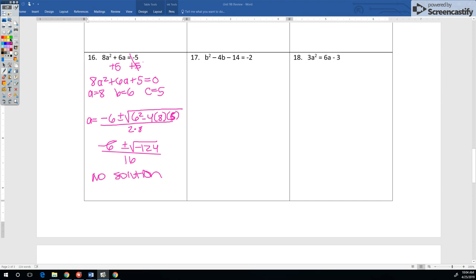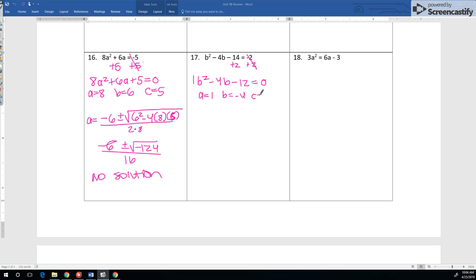Okay, this one's a little bit tricky because when I add 2 to both sides, I actually have to combine like terms. So I have b squared minus 4b minus 12 is equal to 0, with a being 1 again, b being negative 4, and c being negative 12. Okay, let me make sure that's clear here that that's a negative 12.